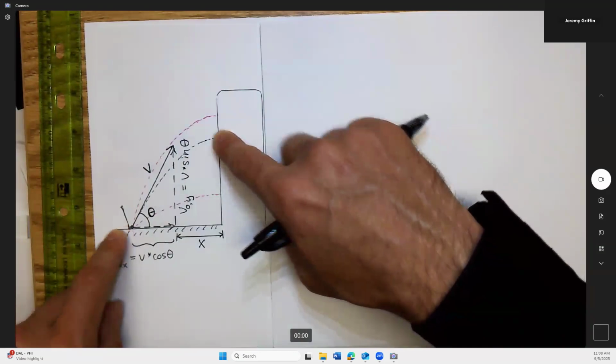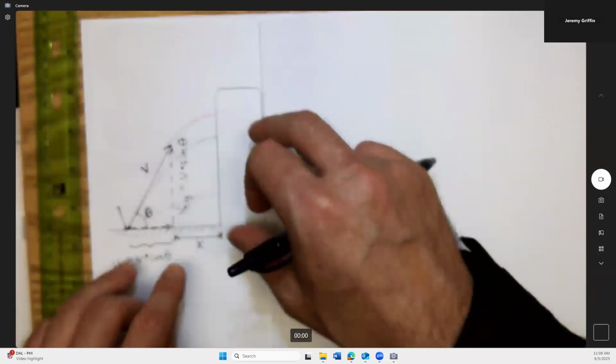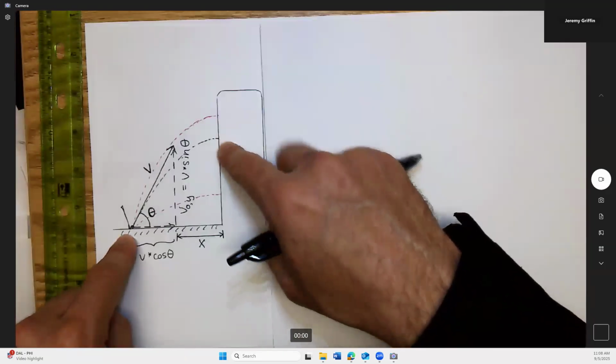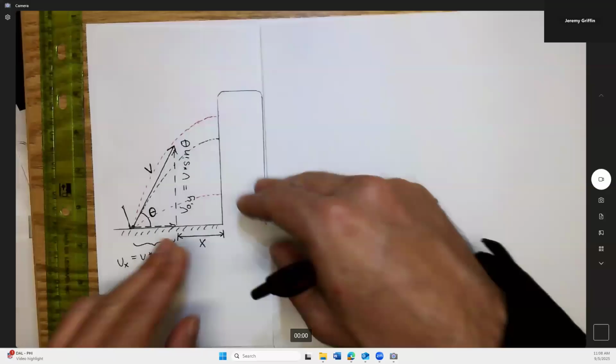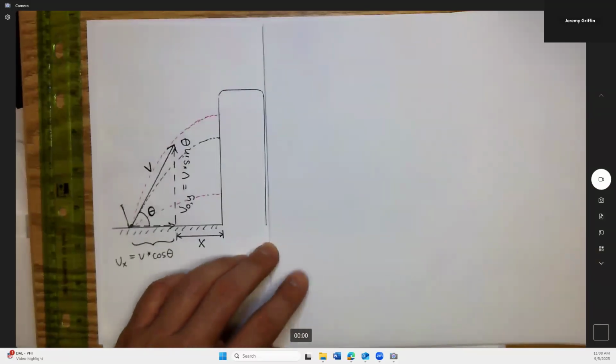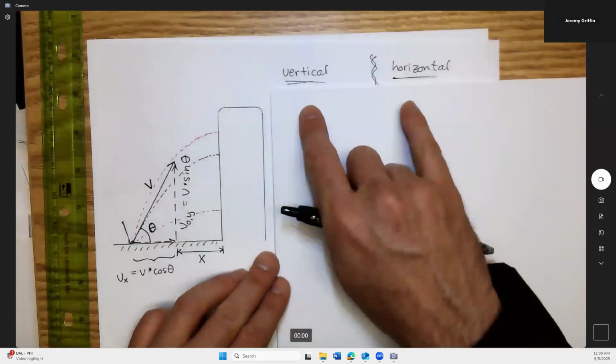Same time, right? Different vertical displacement, different horizontal displacement, different vertical or horizontal velocity, but it's the same time whether you analyze it vertically or horizontally. Okay, great. So that's important too. That's part of this. But you have to set up separate equations. So there's going to be a vertical equation and a horizontal equation. Okay, you guys get that?